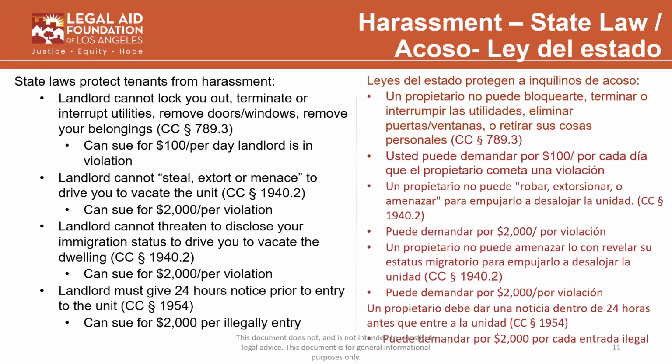And state law protects tenants from some types of landlord harassment. So first has to do with what's called self-help eviction. Self-help evictions are illegal in the state of California, meaning it is illegal for a landlord to lock you out, terminate or interrupt utilities, remove doors or windows, or remove your belongings from the unit if they haven't gone through the proper legal channels to try and to evict you from the property.